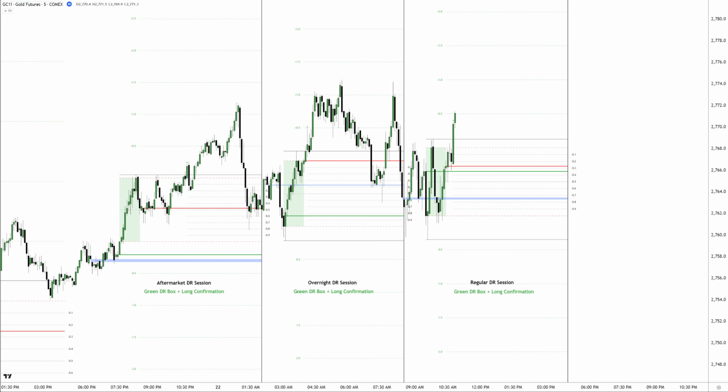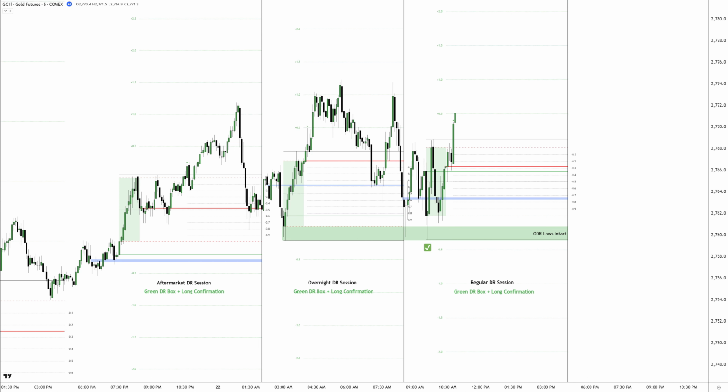With the regular DR session also closing bullish, followed by a long confirmation, and the overnight DR lows still holding, the DR upside model was technically still in play. However, this is where caution was needed when anticipating further upside. Targeting the +1 standard deviation level for a DR upside expansion model completion, where each session takes out the previous session's highs, was a valid approach.